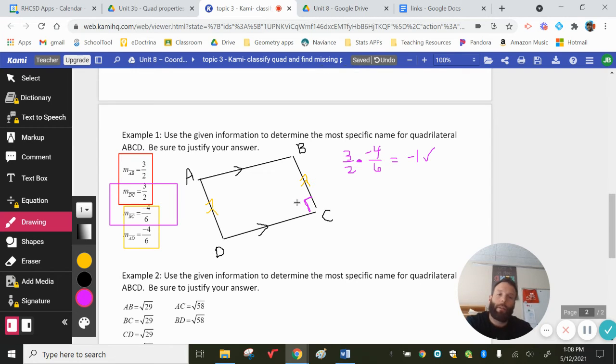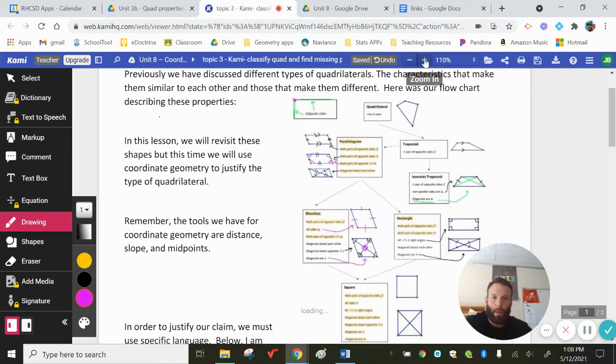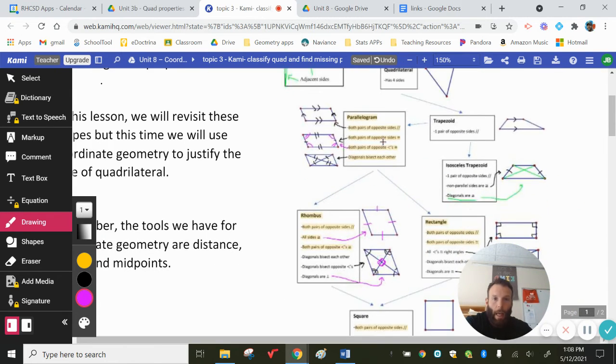Okay, and so now with all this information, I want to try to justify what I know about this shape. I want to try to place this shape. So let me go back up here and think, how can I decide what shape I'm looking at? Am I looking at a parallelogram? A trapezoid, a parallelogram, a rhombus, a rectangle, a square? Which one does it have to be?